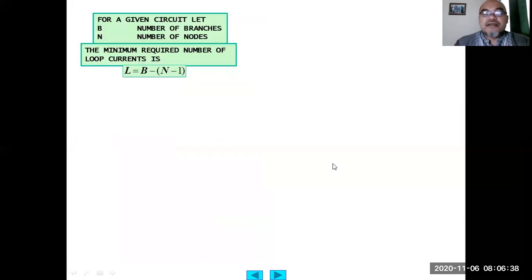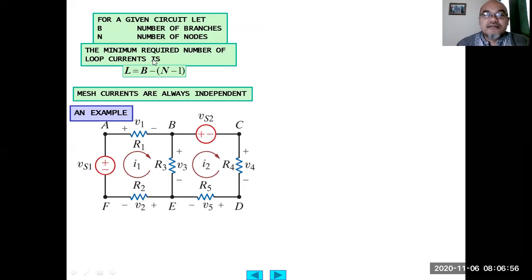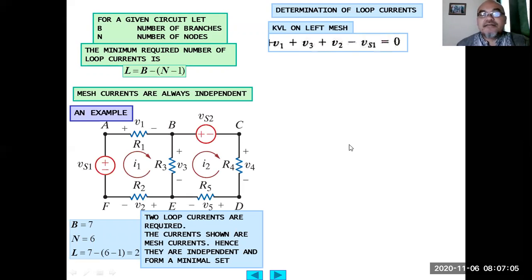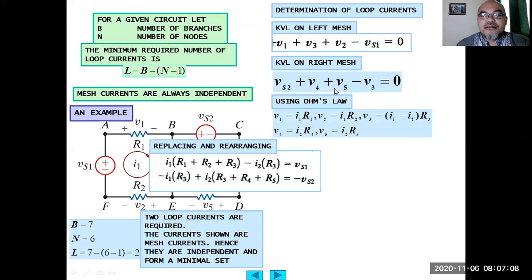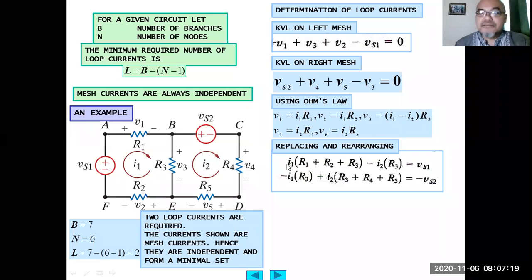We also examined yesterday the theory to determine how many loop equations we need if we know the number of branches and the number of nodes in that particular circuit, which has this formula: L equals B minus N plus 1. We tried several examples, writing the Kirchhoff voltage law on the left mesh and on the right mesh, then replacing and rearranging it based on the loop current terms.